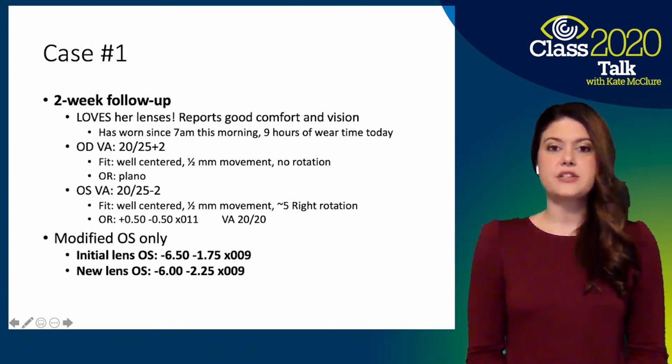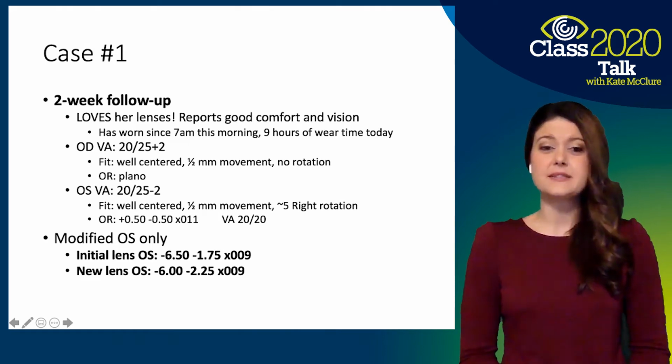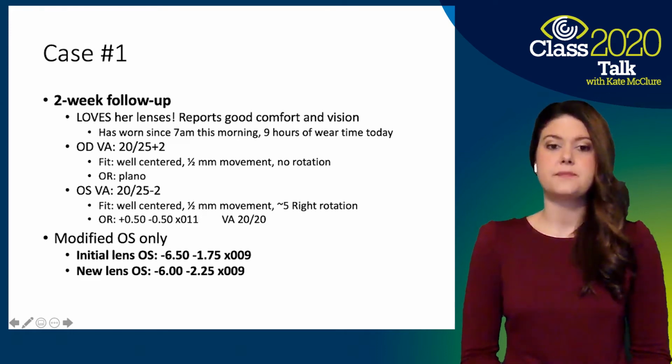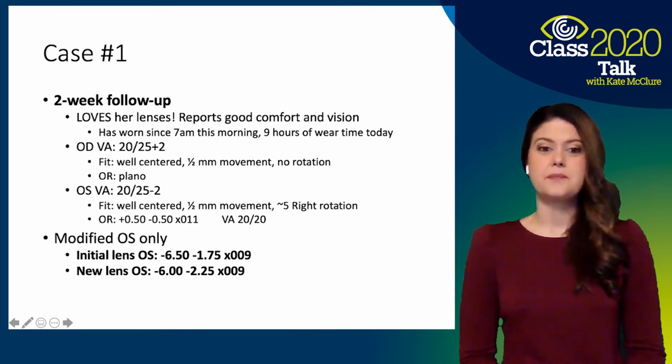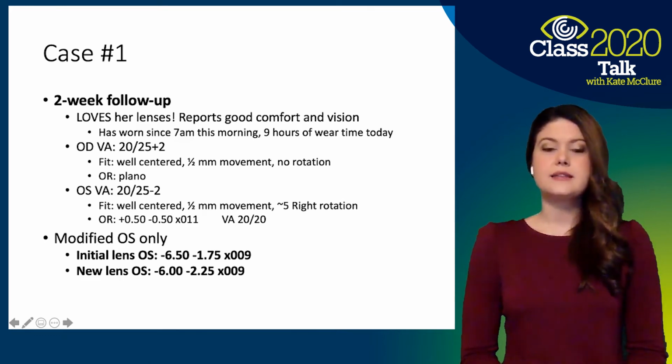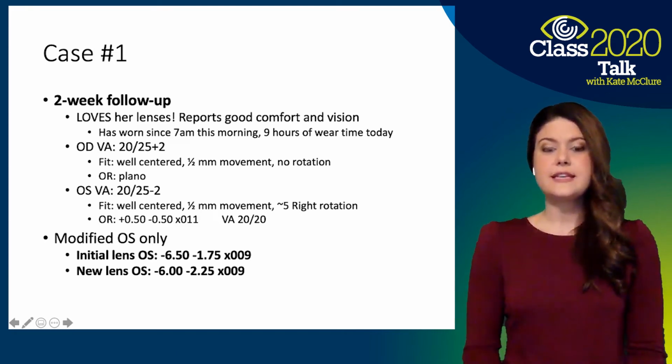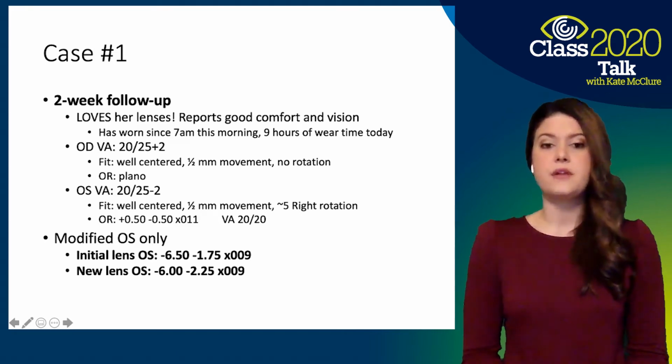I did an over-refraction and found plano. And the left eye, she was 20/25 minus. And the lens was fitting well, same thing, well centered, half a millimeter of movement, and about 5 degrees right rotation. I did find an over-refraction that gets the patient to 20/20. I decided to modify the left lens only. So you can see here that I basically incorporated the over-refraction.